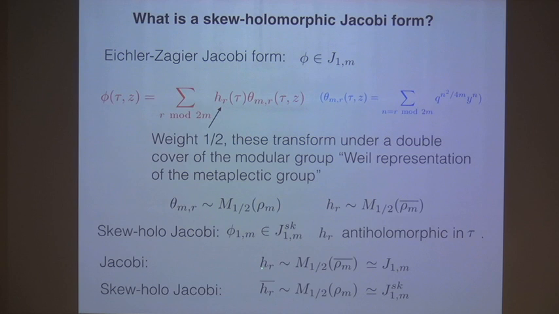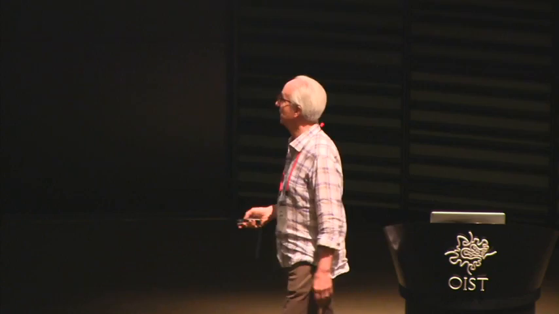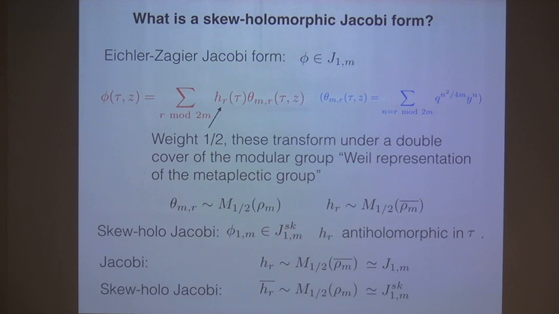So in other words, in terms of holomorphic vector-valued forms, these things transform according to a representation and its conjugate. So it's a very natural mathematical parallel to introduce these skew holomorphic Jacobi forms, but they're no longer holomorphic in tau, and that makes the physical interpretation a little bit more difficult.